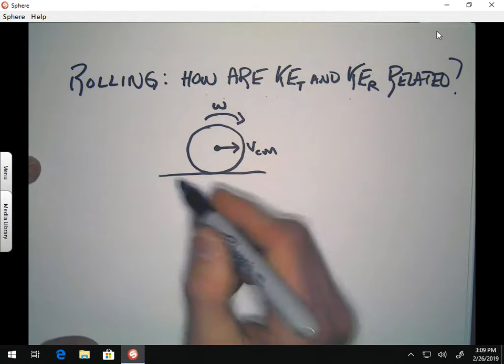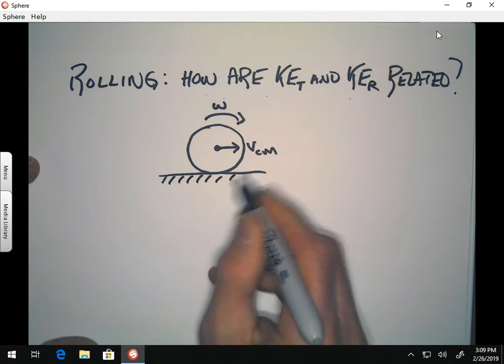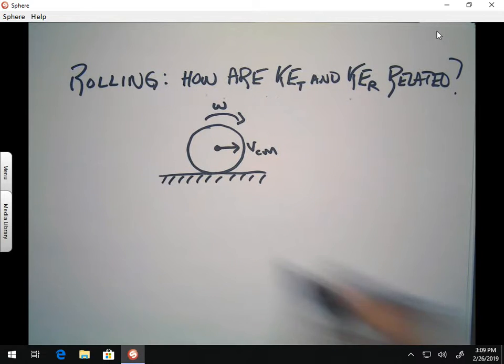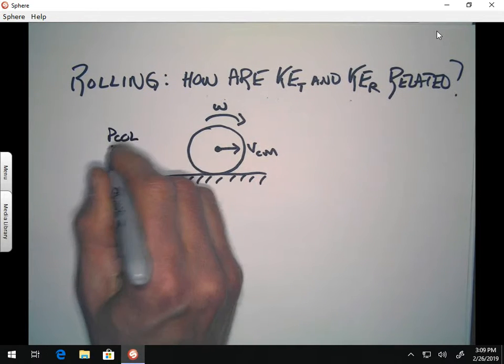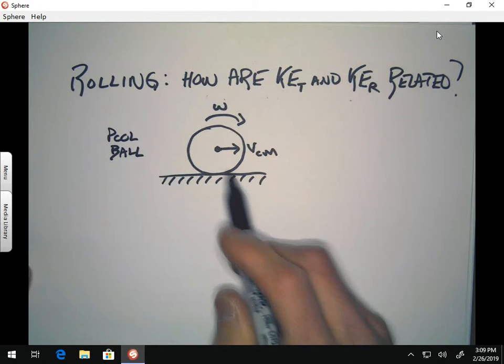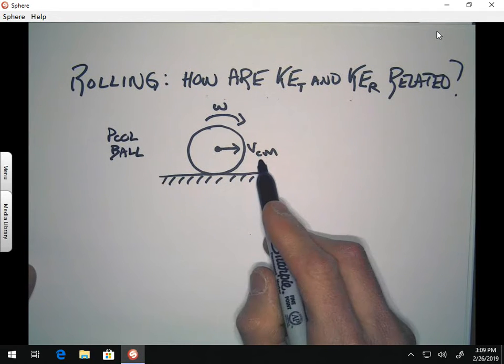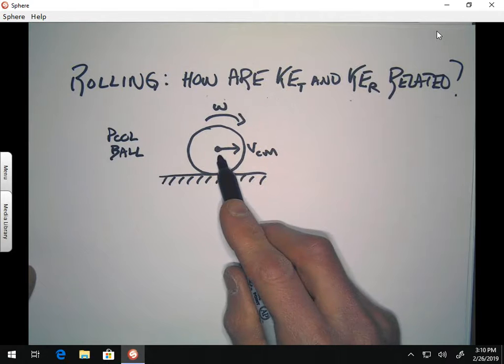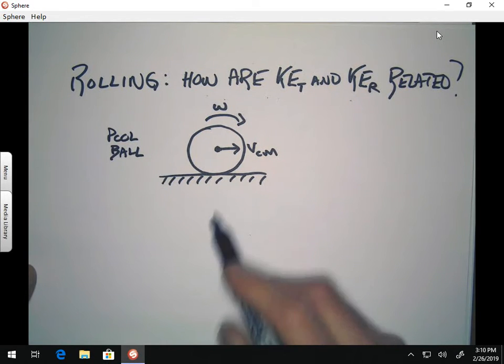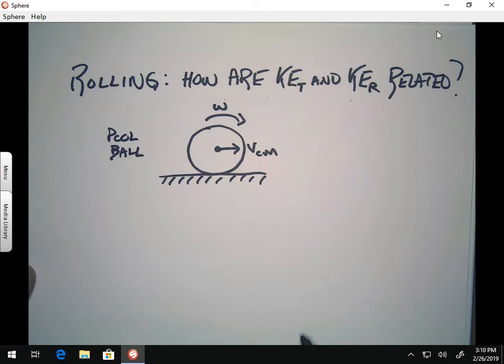So let's look at this picture. You want to sketch this. Let's say that you've got, why don't we call this a pool ball, and the pool ball is just rolling across the table. So you've got a nice solid sphere, and you would say that the sphere has a center of mass velocity because it's traveling from left to right. But you would also observe the pool ball rolling, so it's going to have an angular velocity, and it looks like it's going to be rolling in the clockwise direction.